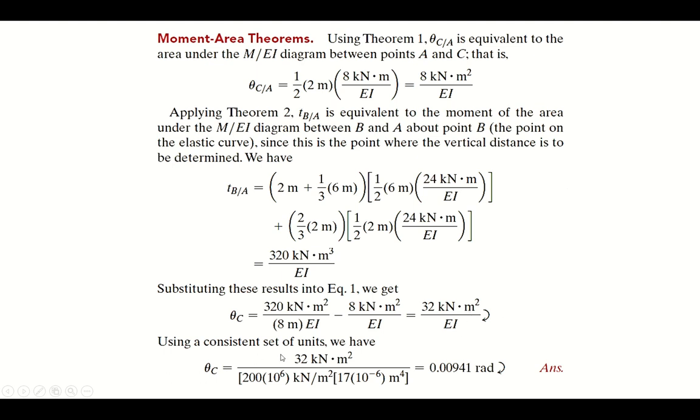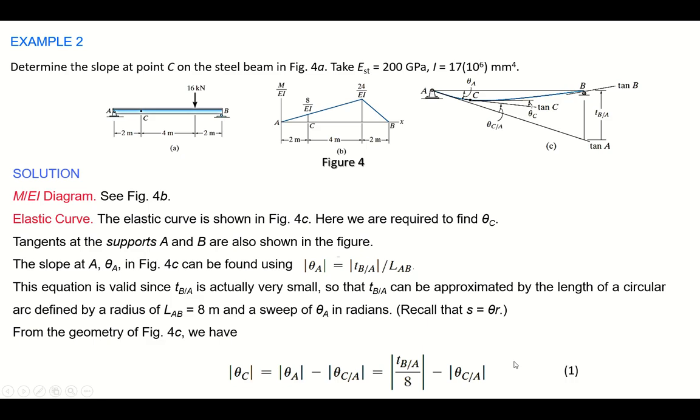Using a consistent set of units and putting the values of E and I, we will get the value in terms of radians, which is equal to 0.00941 radians. So this is the required answer, right? The angle is clockwise, therefore here it was mentioned minus, right?